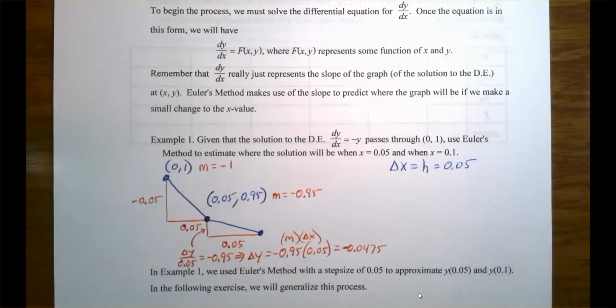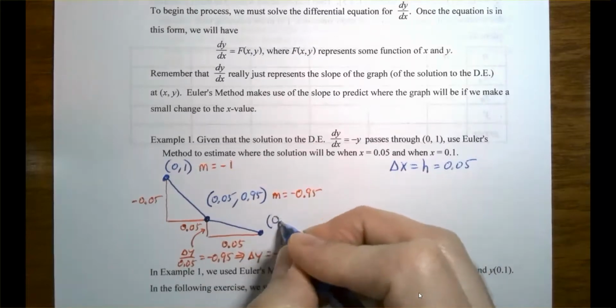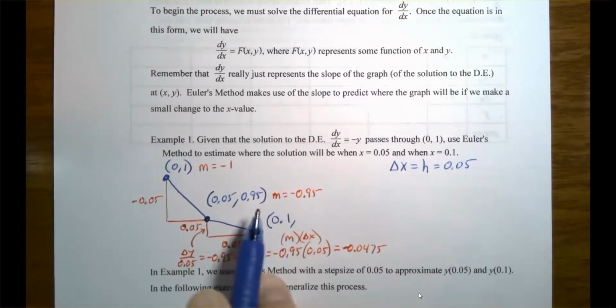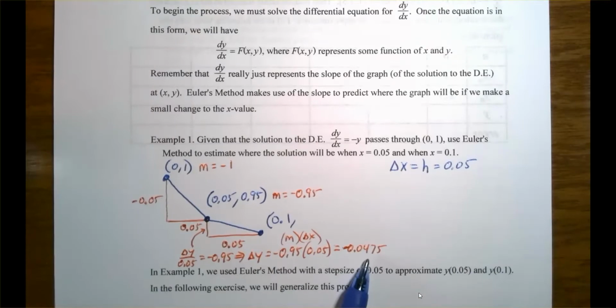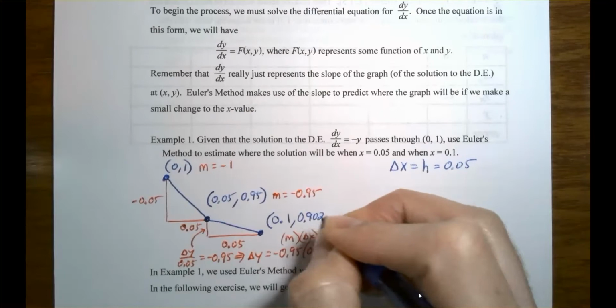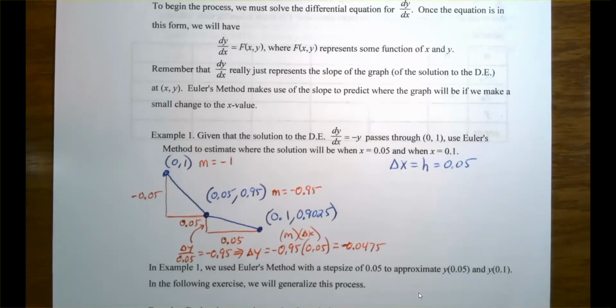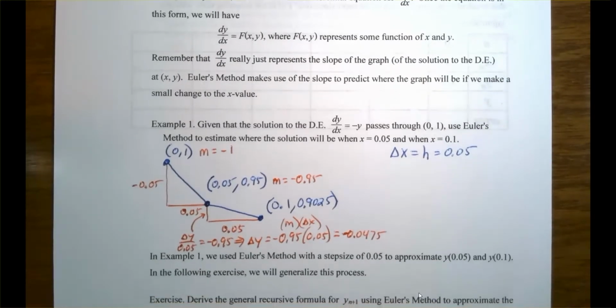And so this new point is going to be, well, the x is easy, I just go up by 0.05 again, so it's going to be at 0.1. And the y will be at 0.95 minus 0.0475, your change in y. So 0.95 minus 0.0475 is 0.9025. And so that would be our approximation there. And so that's just an actual specific example applying Euler's method to see where exactly it would be.